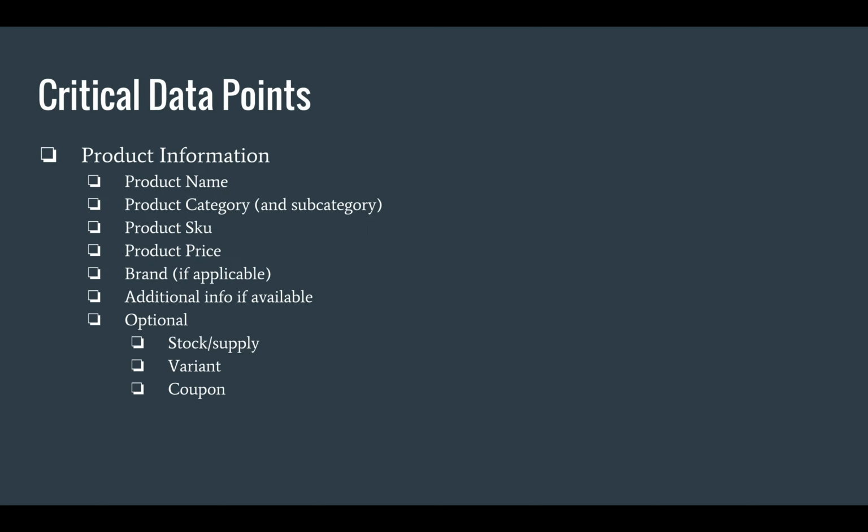Critical data points when it comes to product information: you want to have the product name, the product category, and the subcategory. These are just classifications for what that product is, so you can really drill down and start doing reporting on a category basis. One of the optional pieces, if applicable, is brand. That can be very similar to your product category, but you're able to get a more granular look within analytics by placing that information about the products within the data layer.